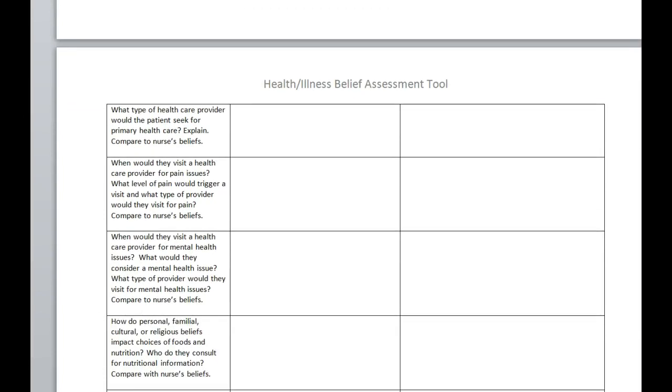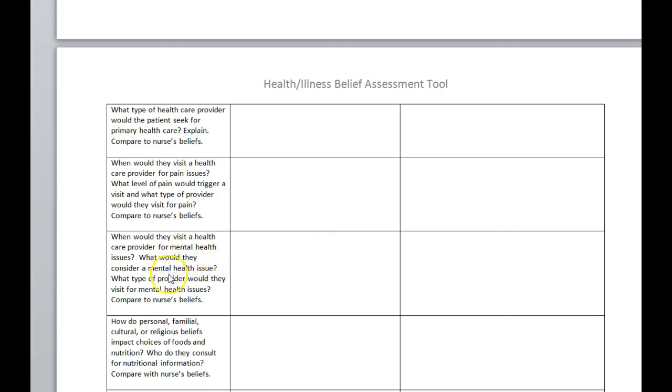What type of healthcare provider would the patient seek for primary care? Again, access to care: doctor, no doctor, nurse practitioner. Is this what they want to be doing? And again, comparing to your own beliefs. When would they visit a healthcare provider for pain? This is a discussion about pain and what would trigger a visit if there's pain related. And again, compare it to your own feelings about that. Are they similar or are they different?